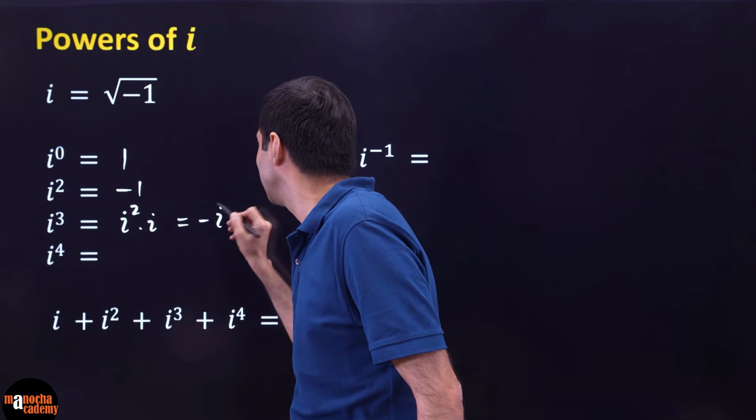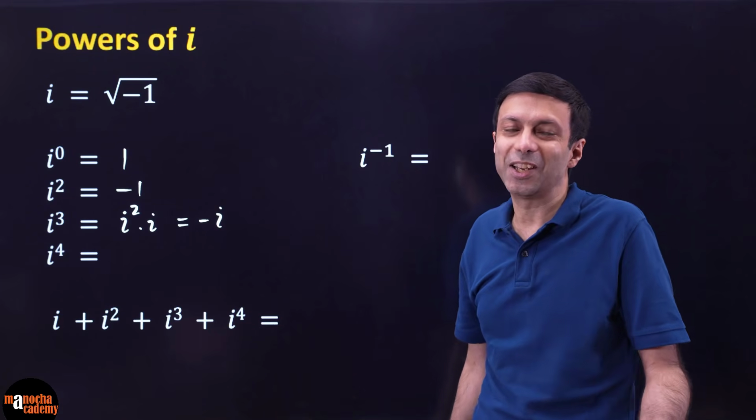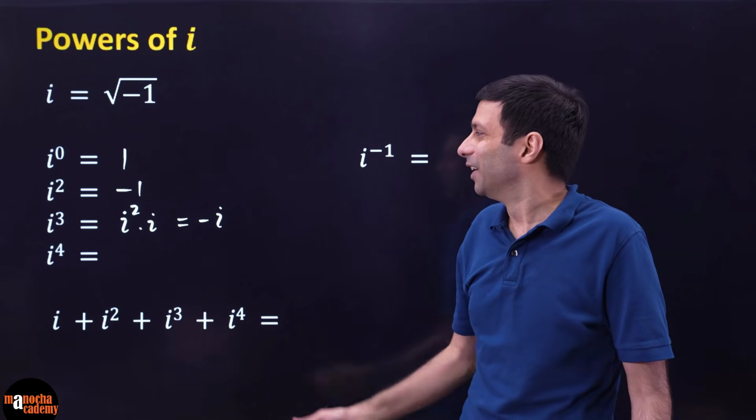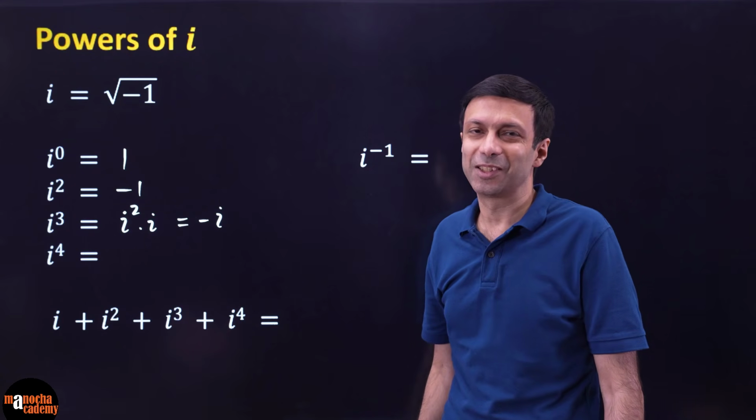Minus 1 times I. There you go. So I cube is minus 1 minus I. So simple. So we just broke it down and got the answer.